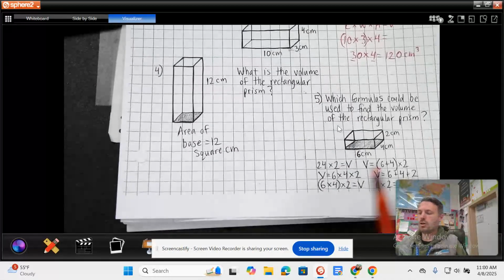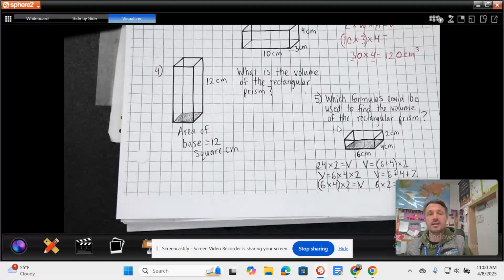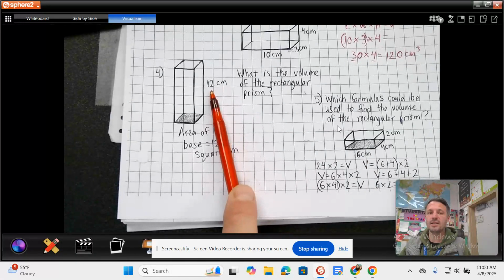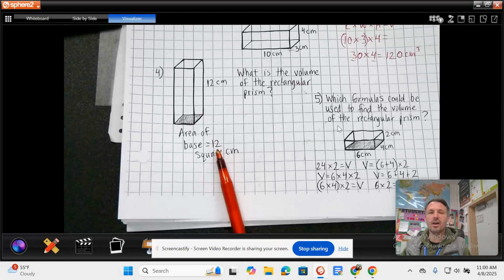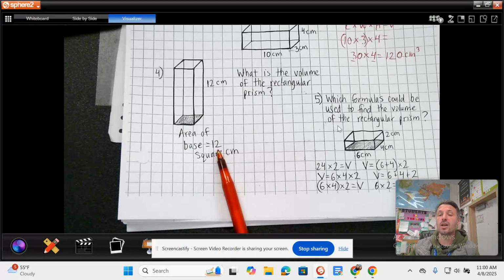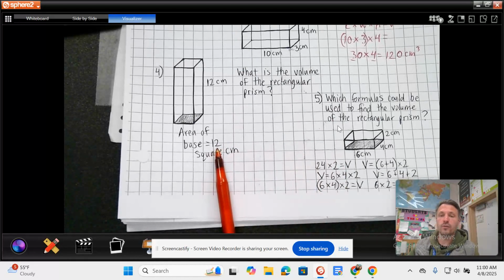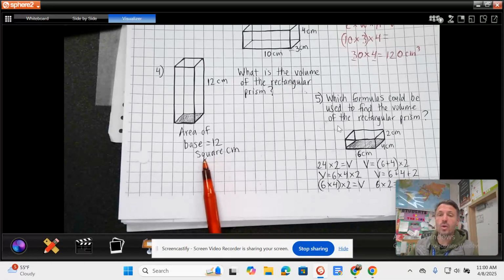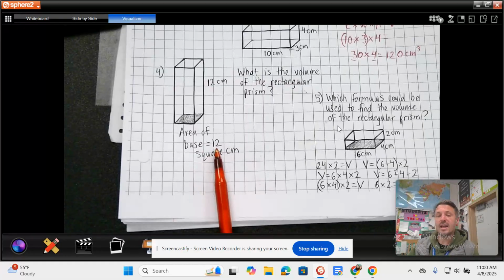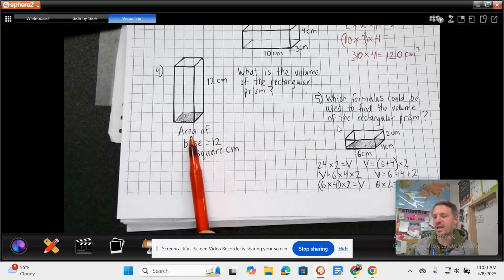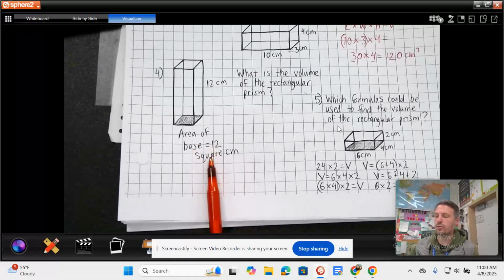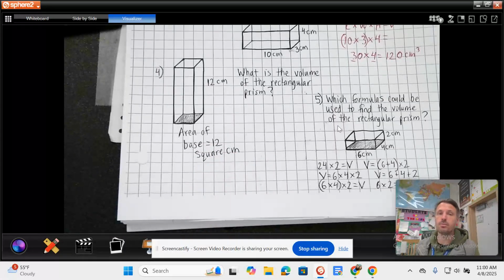Now number 4. This one does not tell us the length or the width. Instead, it gives us only 2 numbers. It gives us the height, and it tells us the area of the base. Now, you always know if it's telling you the area of the base if it is squared. So if this said 12 squared or 12 raised to the second power, or if it says the word square, you know that answer is the area of the base. Plus it says area of base equals 12 square centimeters. So it's pretty obvious that that's the base.